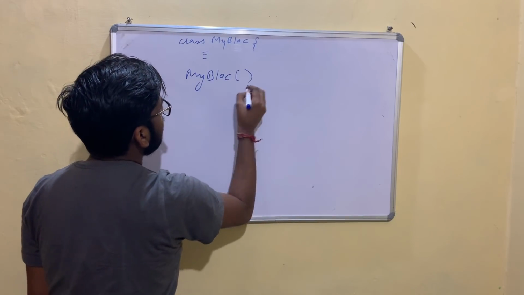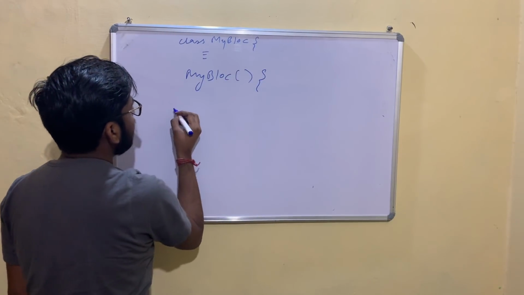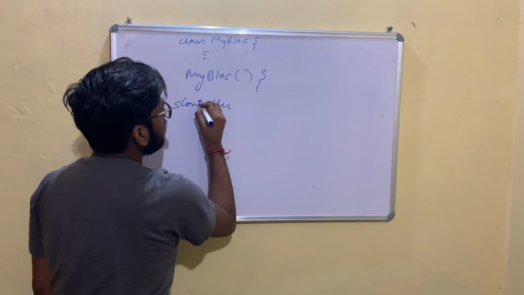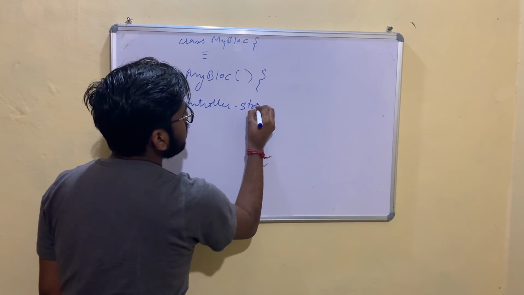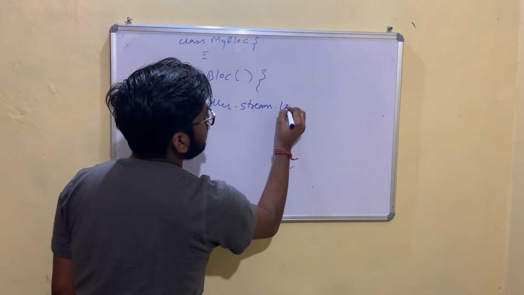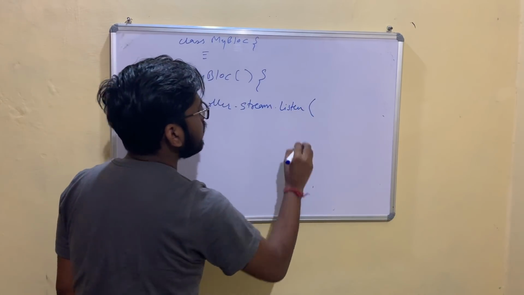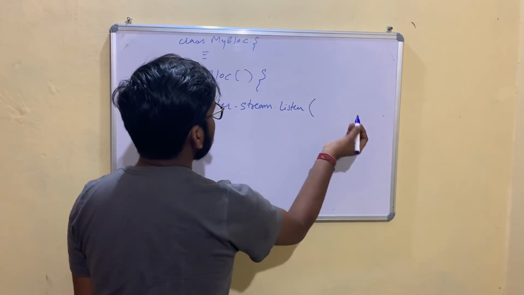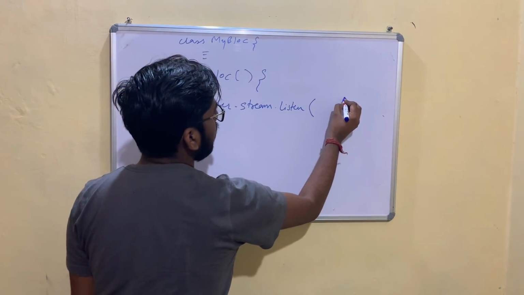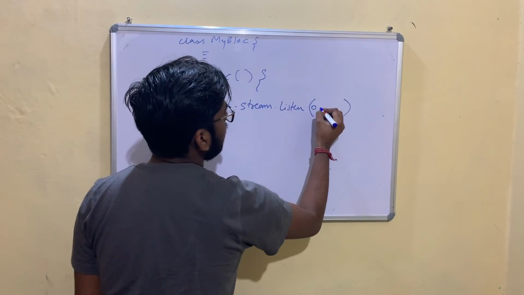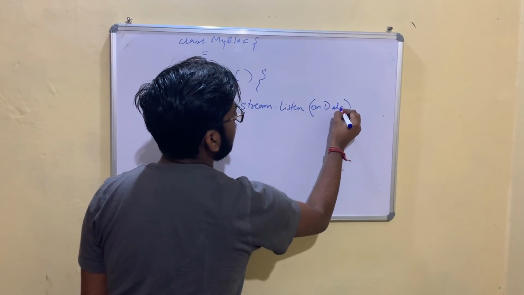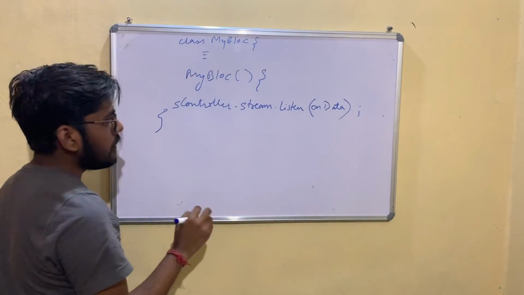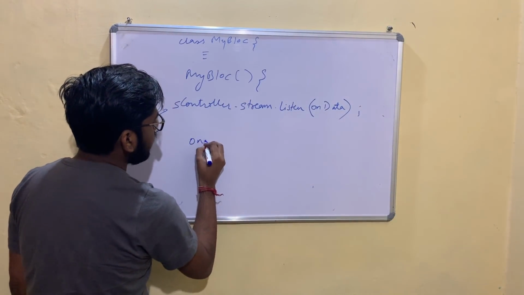Okay, and then inside the constructor we will ask our sController, sController.stream.listen. So it will listen whenever there is some data. Okay, so how will it listen to some data? It will call some method. So let's say onData. Okay, and this is the end of my constructor. Now I'll make this method onData.